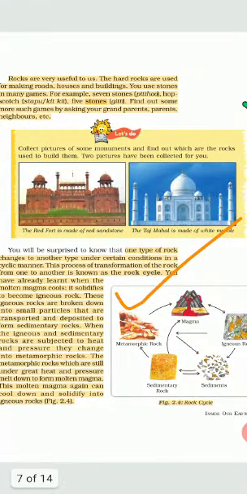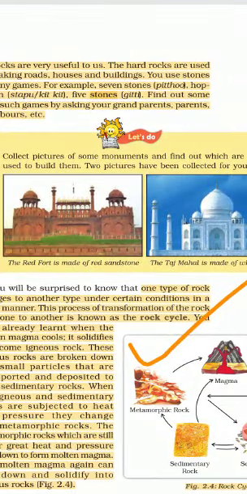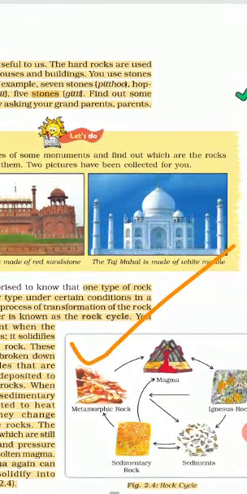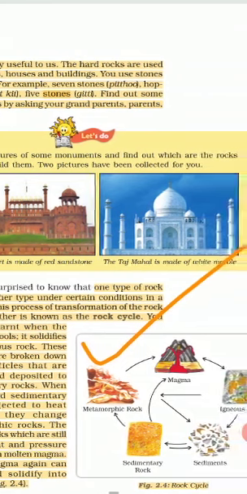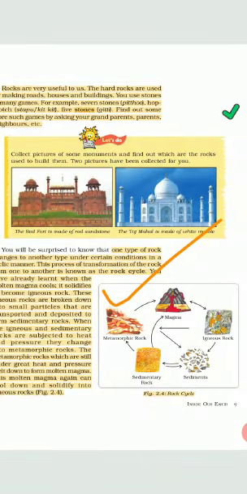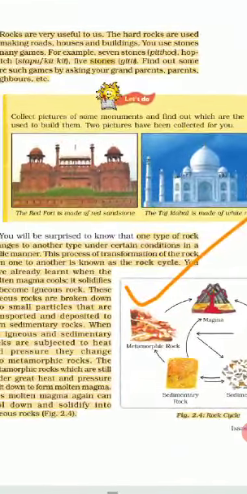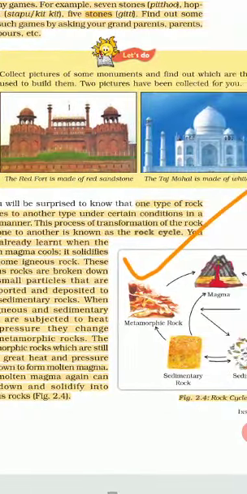So below there is a picture. There are 2 pictures on this page. One is of the Red Fort and another one is of the Taj Mahal. Right? So both of these monuments are made up of different kinds of rocks. The very first one is made up of red sandstone and the second one is made up of white marble.